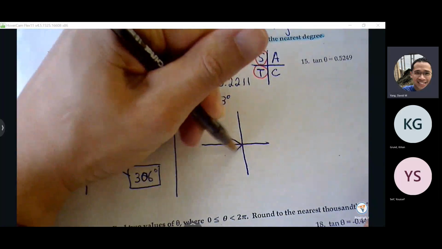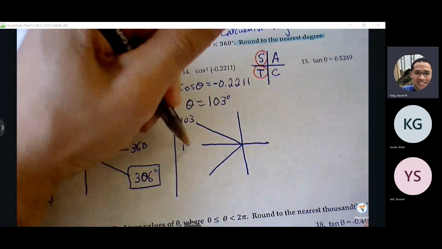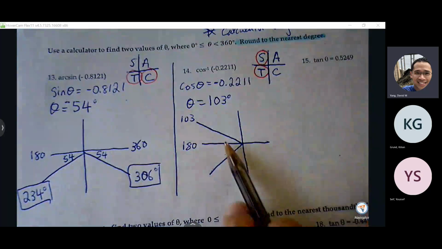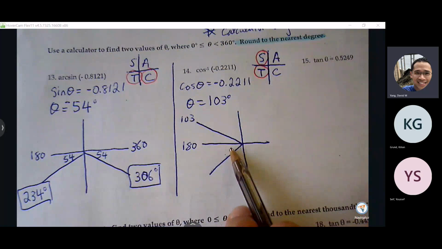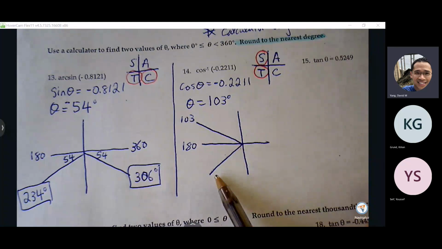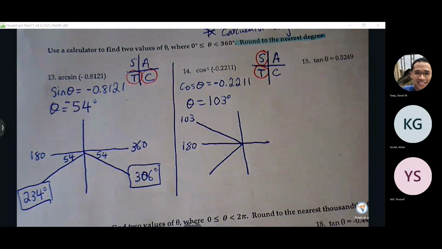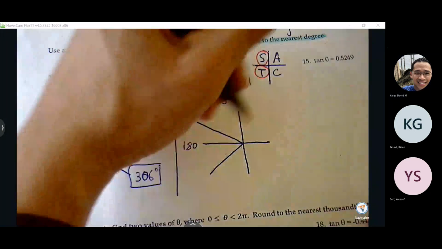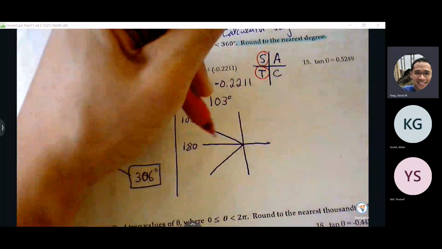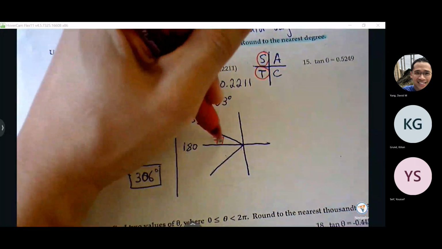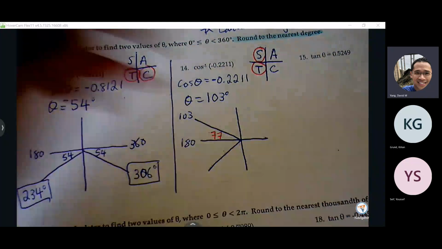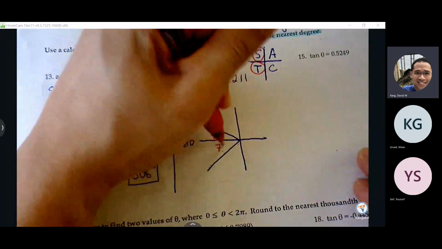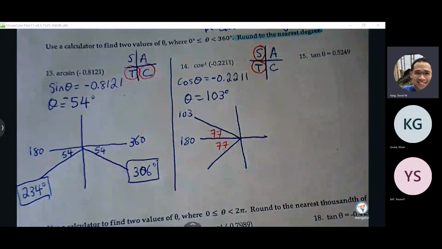But we want to find something related in the third quadrant. And the way we're going to get there is we're going to get to our reference angle first. And if we can find our reference angle, then we know how far away to add to 180 to get to that third quadrant measure. Okay, so 180 minus 103 gives us 77. So if I'm 77 degrees away on the second quadrant, I'm going to be 77 degrees away in the third quadrant from 180. 180 plus 77.